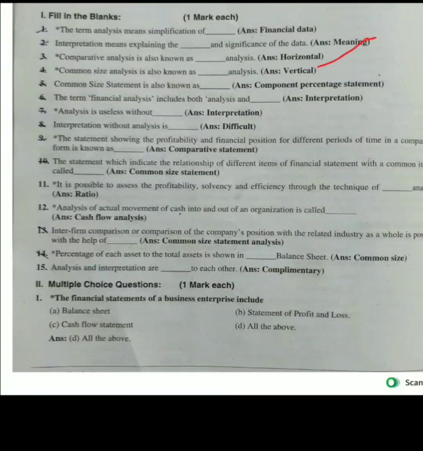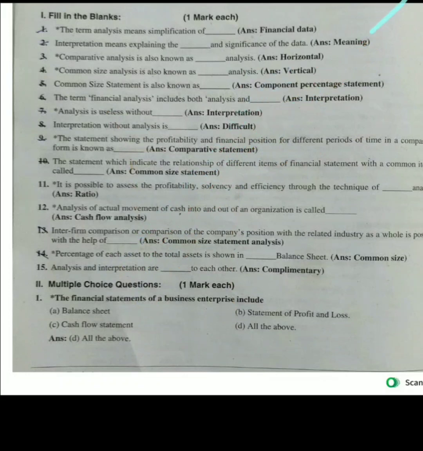The third question: comparative analysis is also known as a dash analysis. Comparative analysis is also known as a horizontal analysis. Comparative analysis is also called horizontal analysis because we look at one account at a time. On those reasons, this analysis is called a horizontal analysis.